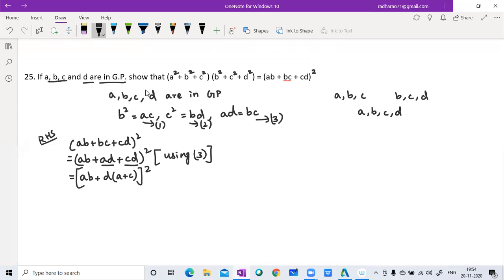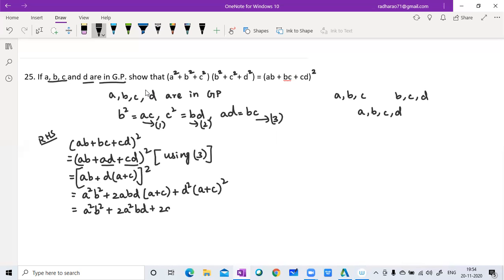Now it is in the form of (a + b)². How do you expand (a + b)²? a² + 2ab + b². So a² + 2ab, so 2abd(a + c) + b², so plus d²(a + c)². So it is a²b², and I multiply 2abd with a, so I get 2a²bd.